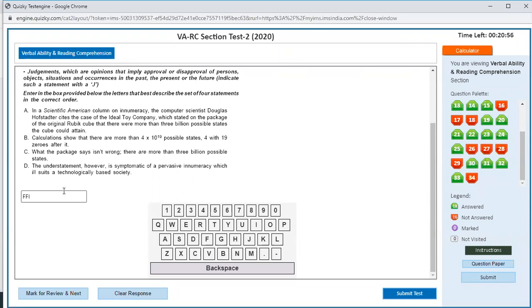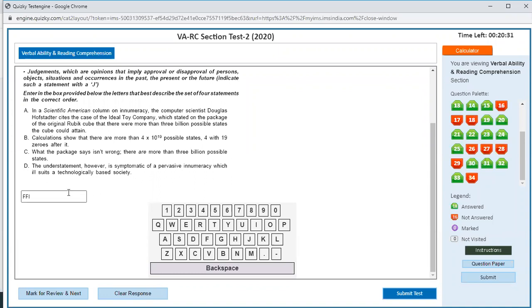The understatement, however, is symptomatic of a pervasive innumeracy. It's symptomatic. Pervasive innumeracy, which ill suits a technologically based society. Okay, the understatement, however, is symptomatic of pervasive innumeracy, which ill suits a technologically based society.